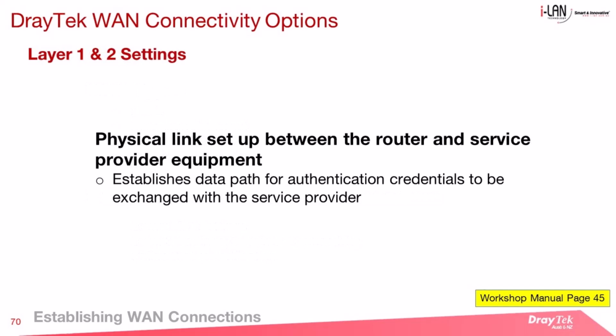Before a connection can be established, a physical link needs to be set up between the router and the service provider. That establishes the data path over which the authentication credentials can be exchanged with the service provider before being granted internet access.